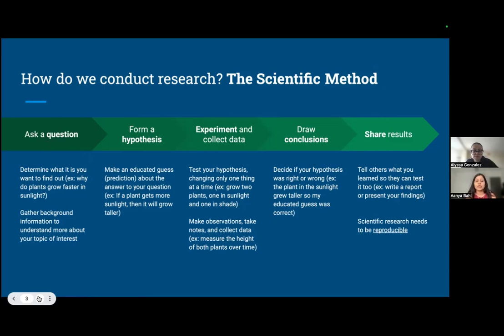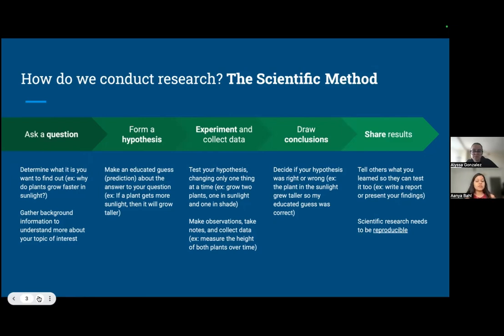The next step is to experiment and collect data. So you test your hypothesis by changing only one thing at a time. For example, in your experiment, you could have two different plants, one in sunlight and one in shade, and then you could see how fast they grow. As you're doing this, it's really important to observe them closely, take notes, and collect your data. So for example, here you could measure the height of the plants over time.